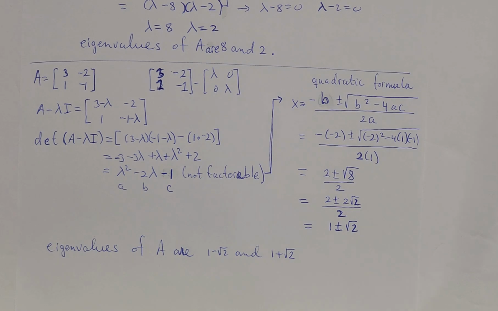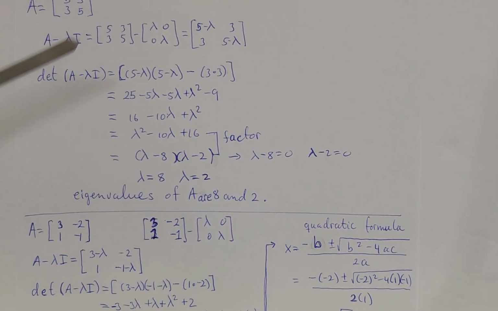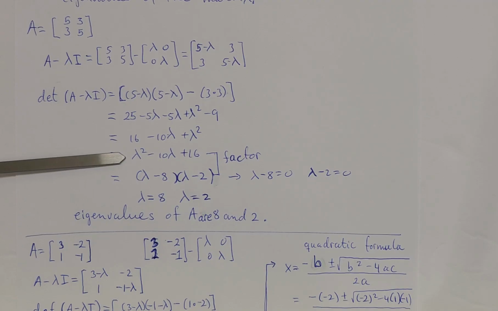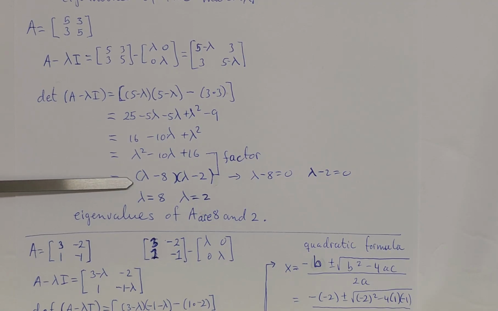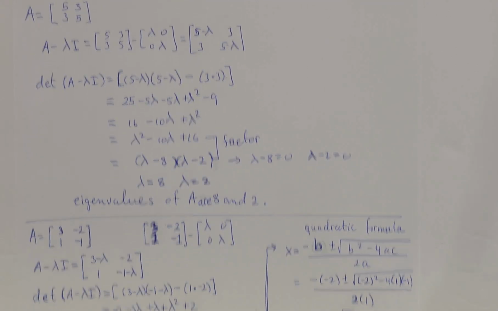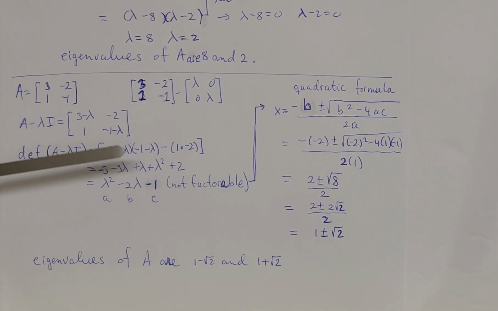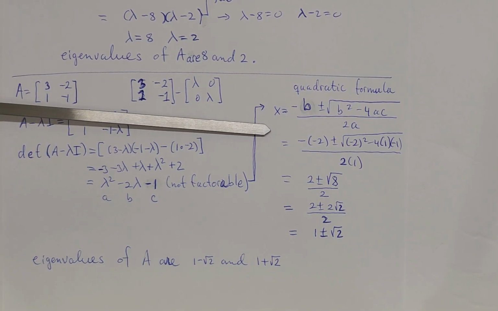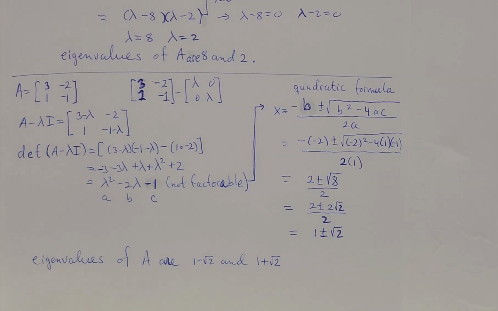One more time, this example is factorable. This is a quadratic, and it is factorable, so we should be okay with that. This is also a quadratic, but it is not factorable, so we have to use the quadratic formula. One more time, this is our characteristic polynomial. This is the eigenvalue that we are looking for.